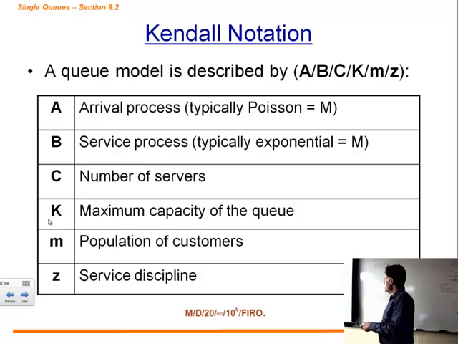We might have a finite population of customers. So we only run the system for a finite amount of arrivals. And then we might gather statistics on what happens for that finite population. And Z is the service discipline or the queue discipline, which means, for example, is the queue first in, first out, or is it first in, random out, where you just take somebody at random. And then there are other possibilities.